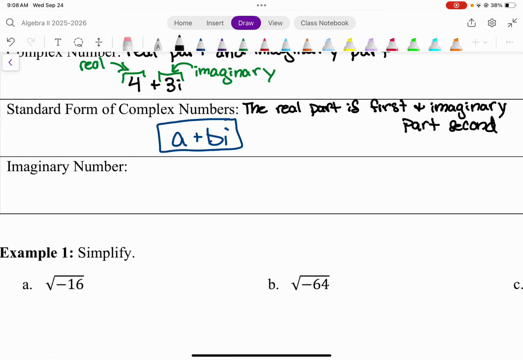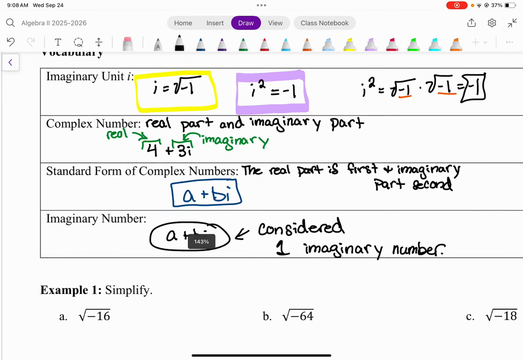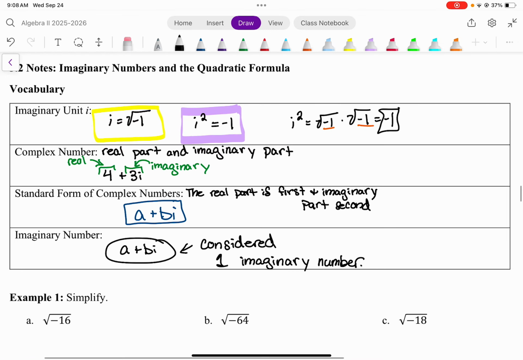Okay, and we've already kind of talked about this, imaginary numbers. That is when you have a real part and an imaginary part. And don't forget, this is considered one number, or one imaginary number. Awesome. Okay, so there's all the vocabulary that we will need for this page of notes.